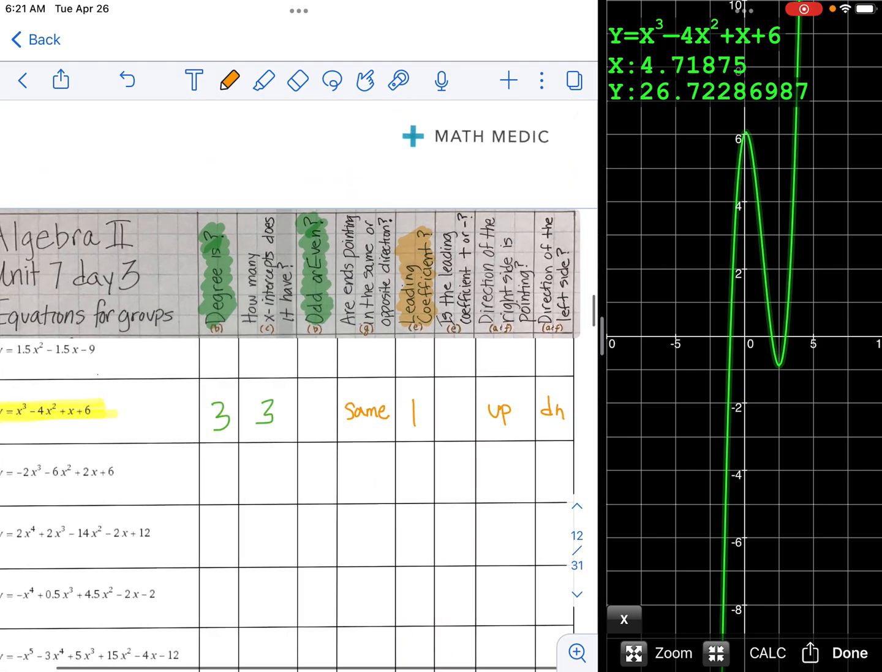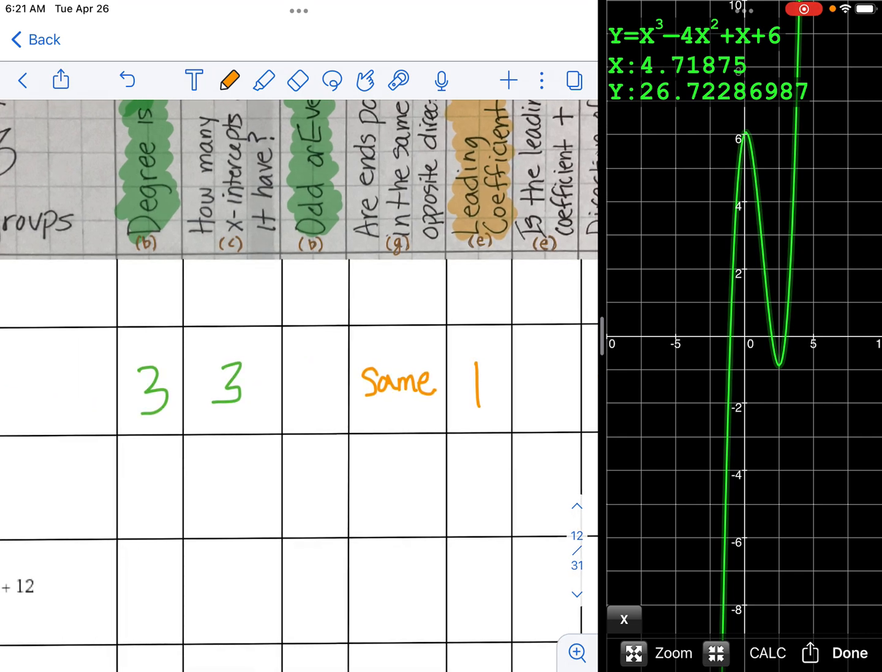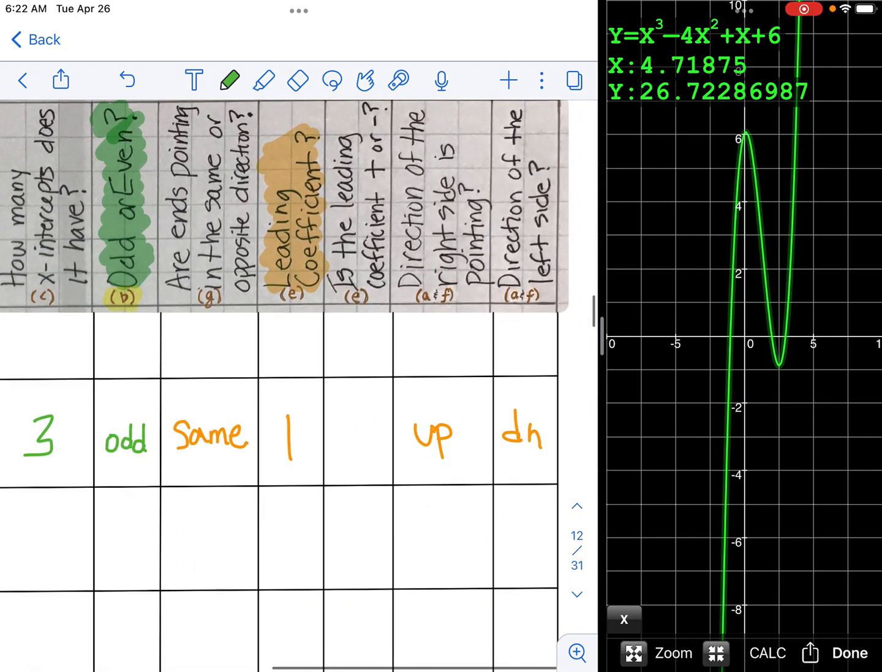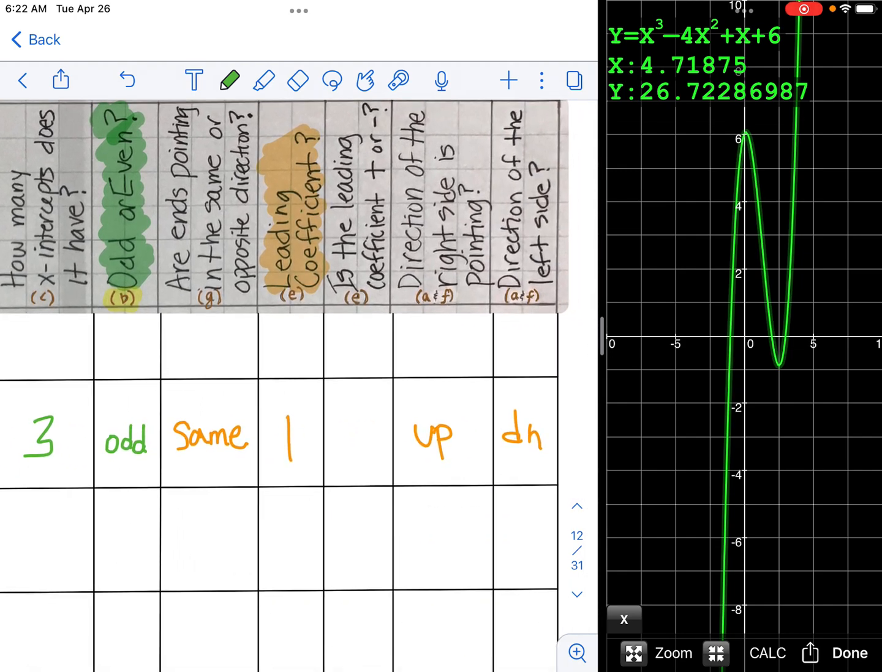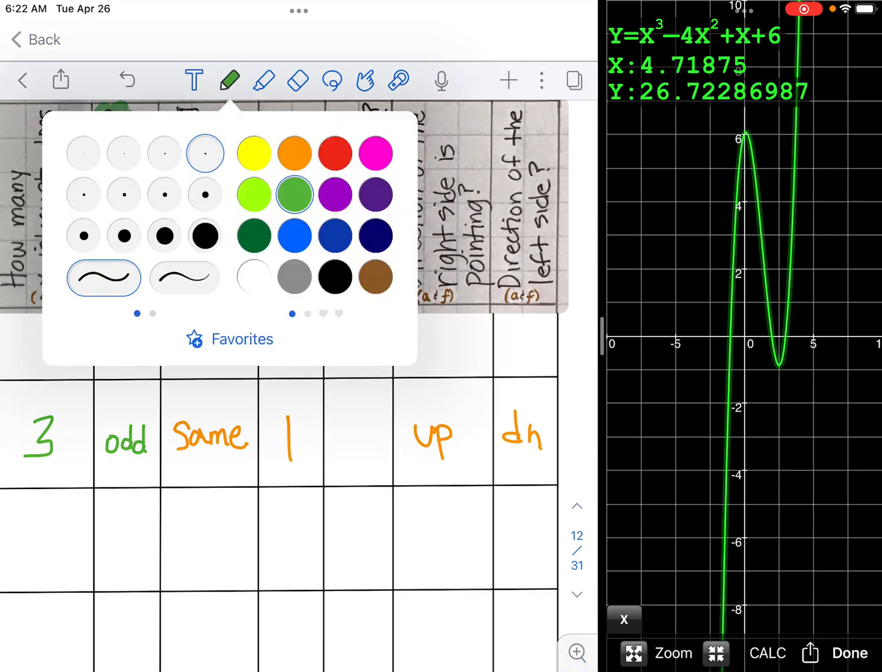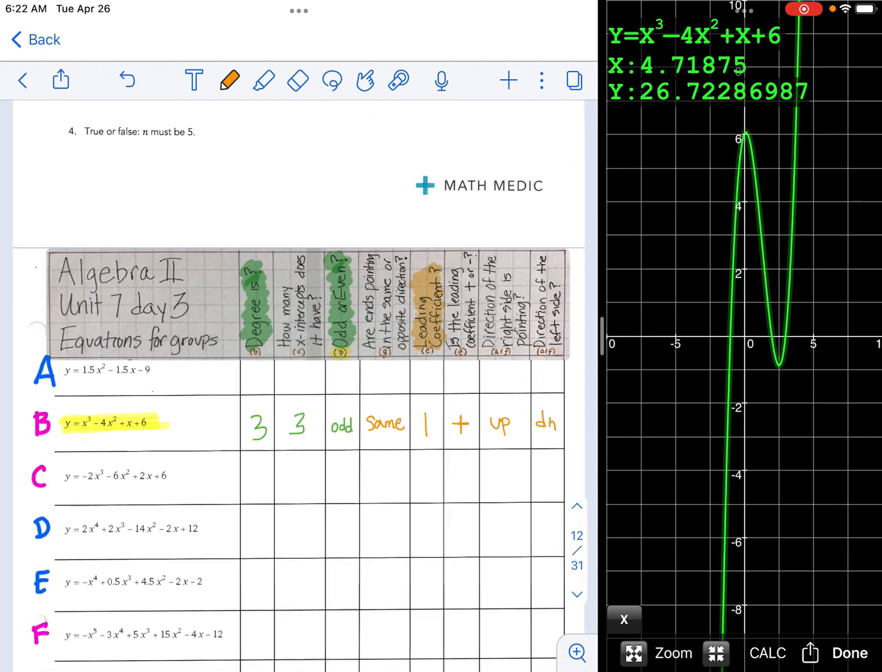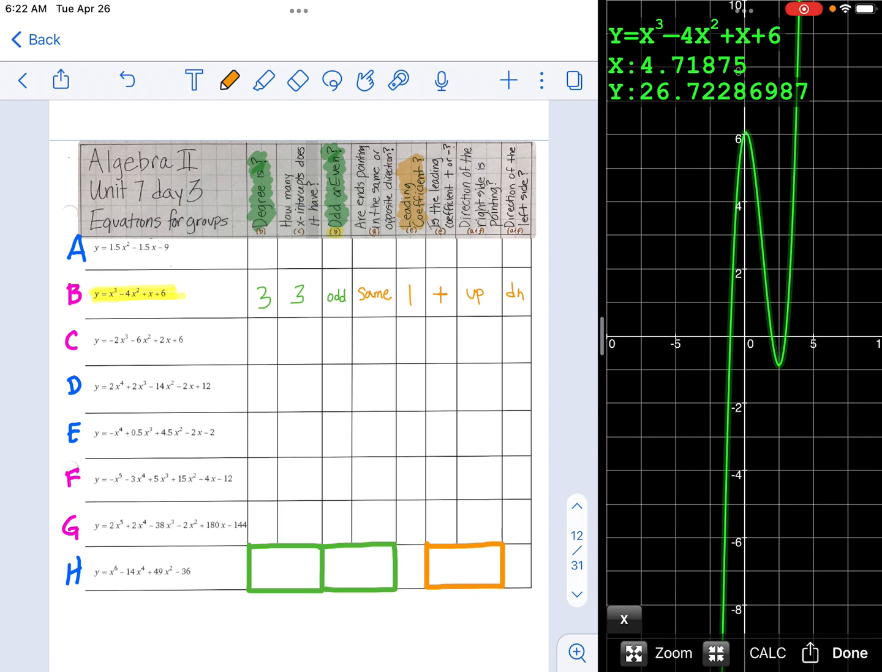Okay, so a few things that we didn't fill in are information we have to get from the other parts. This is kind of contained in question B. Is the degree odd or even? 3 is an odd number, so this is going to be odd. And is the leading coefficient positive or negative? The leading coefficient is 1, and that is positive. Let me make that orange. Notice some color coding here. That's positive. Okay, so now I've got everything filled in.